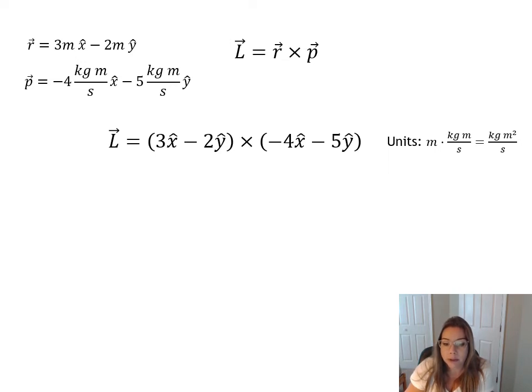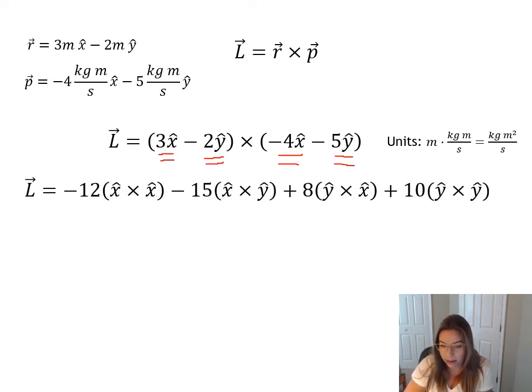I am now distributing a cross product. So 3x hat crossed with negative 4x hat. Then I have 3x hat crossed with negative 5y hat. Then I'll have negative 2y hat crossed with negative 4x hat. And then negative 2y hat crossed with negative 5y hat. So that's where I'm going to get these four new terms.